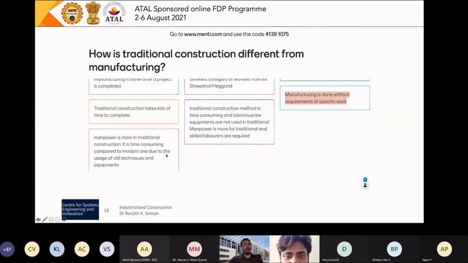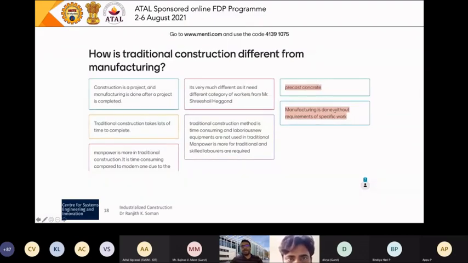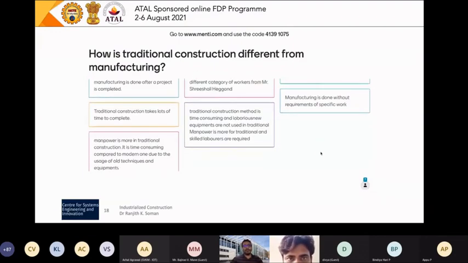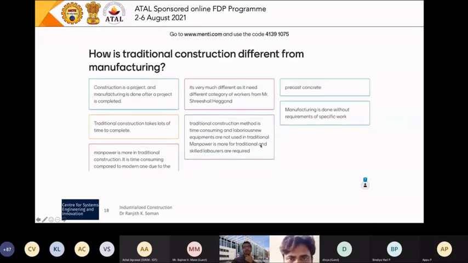Manpower is more in traditional construction, it is time consuming compared to modern one due to the usage of old techniques and equipment. Yes, that's again true. Do we have any more answers coming in? Wait for probably 35 seconds to see if there are new answers. Otherwise, we'll proceed. But overall, I think these are really good observations.